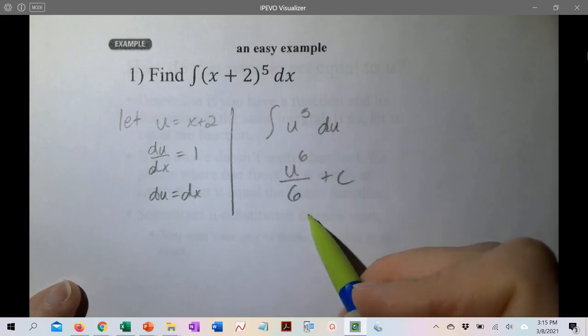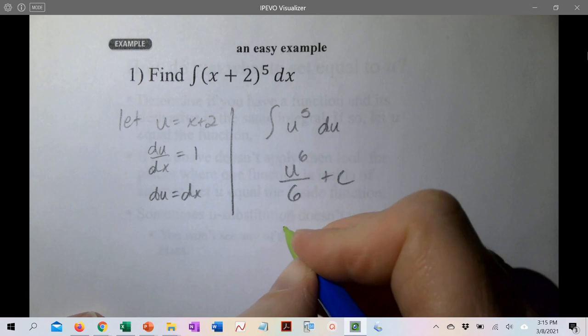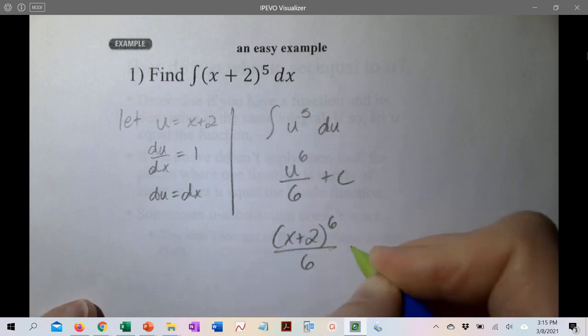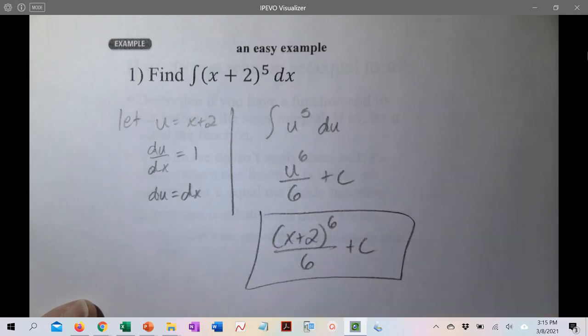And I'm almost done. All I have to do now is just back substitute and put that back in terms of x. So we'll call that x plus 2 to the 6th power divided by 6 plus c. And that's it. That's the integral. Now, how could you check to see if that really is the correct answer?